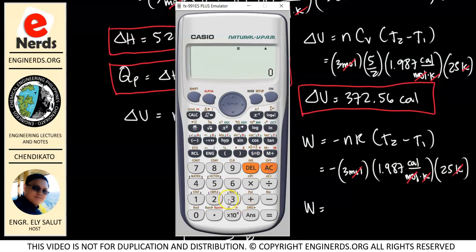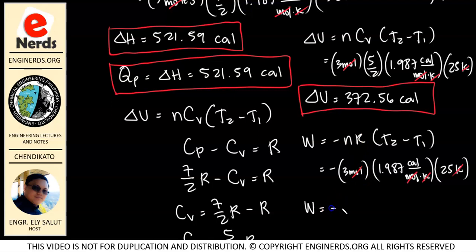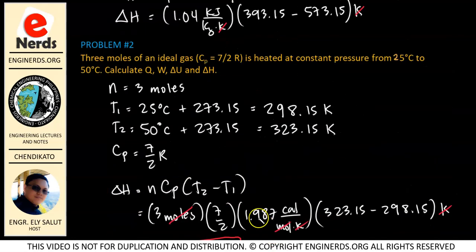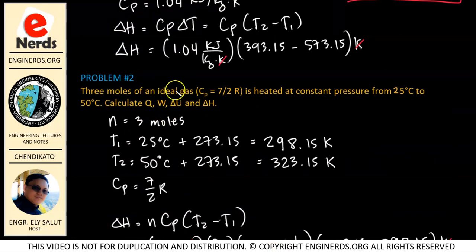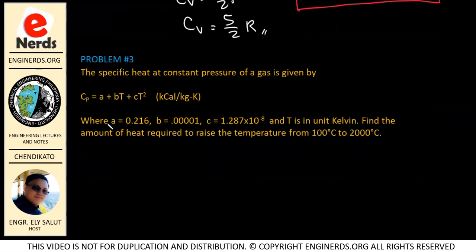Okay, so we have 3 times 1.987 times 25. Okay, so we have 149.025. So we have negative 149.025 calories. Okay, so now we already got all the requirements in our problem. We solved for Q, W, delta U, and delta H. So let us now go to our third problem.